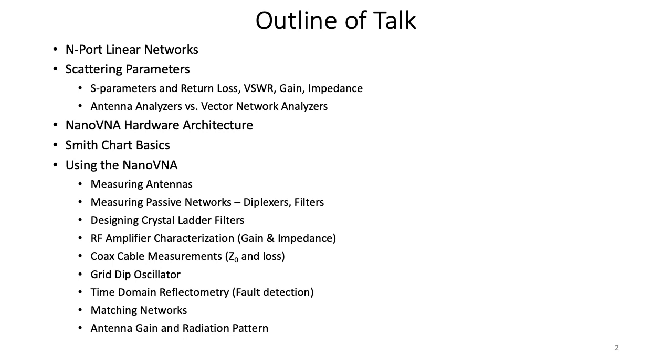We'll talk a little bit about matching networks and how we can use the Nano and the Smith chart to perform the matching techniques that we need for a specific circuit. Finally, we'll look at a unique application of the Nano for determining antenna gain and the radiation patterns of an antenna.